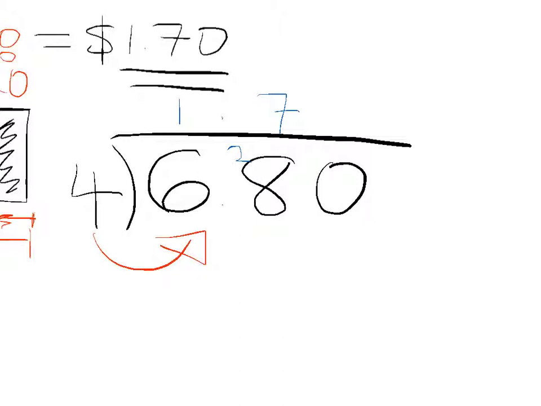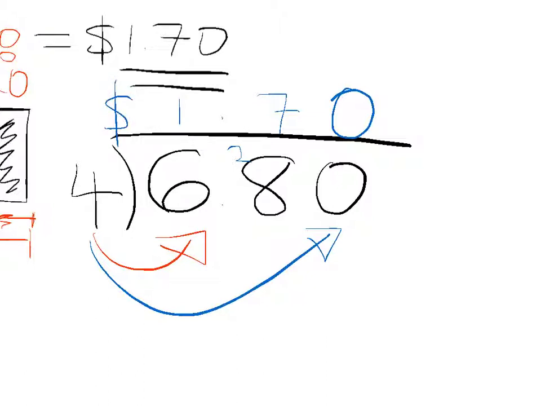And then of course we never say 1.7 when we're talking about money. Lastly we need to think, how many times does 4 go into 0? 0 times. Okay, so we would never leave that blank because we're talking about dollars. So $6.80 divided by 4 is $1.70, which is exactly what we got for the first one.